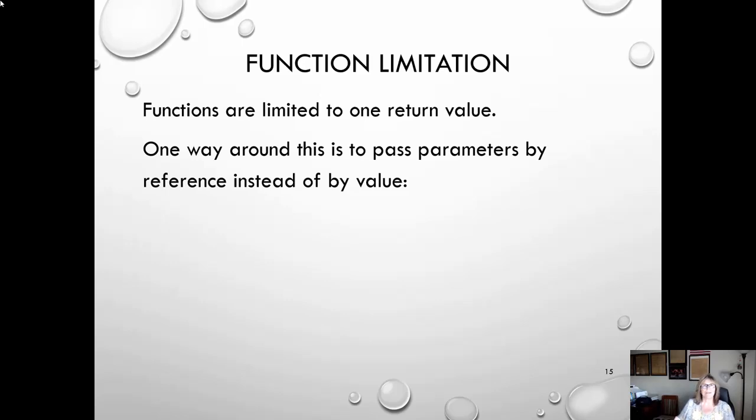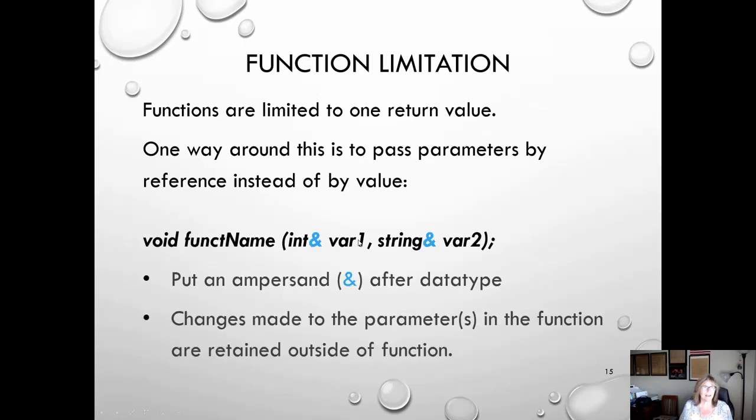So you may have already noticed that one of the limitations of functions in C++ is I can only return one value. I know in Python you can return multiple values, but in C++ you can only return one value. So one of the ways around this is instead of passing the parameters by what is called value, we're going to pass them by reference.